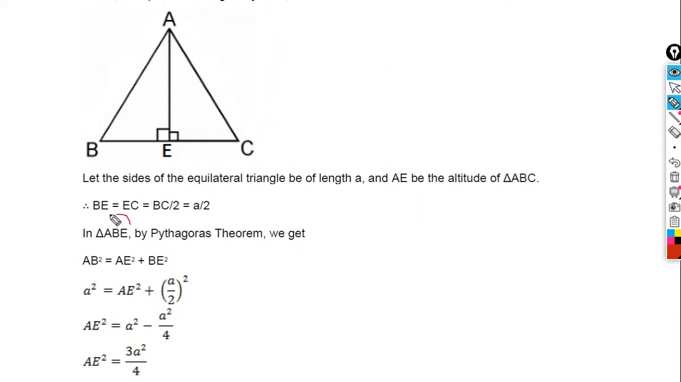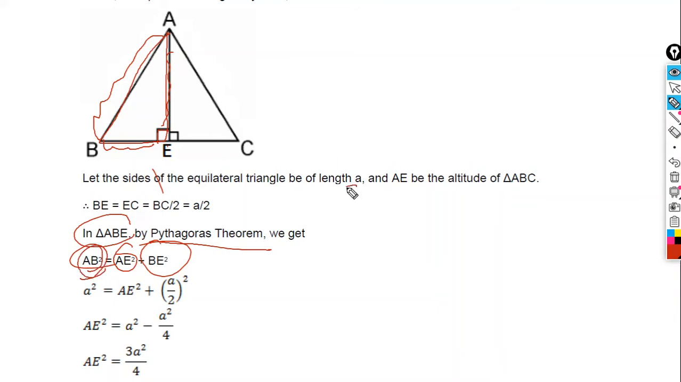Now in triangle ABE, you can see triangle ABE, it is a right angle triangle, right angled at E. So according to Pythagoras theorem, AB square will be equal to AE square plus BE square. Now we had assumed that the length of all the sides is A, therefore in place of AB we can write A square equal to, we don't know the value of AE, so we will write AE as it is, plus BE square.